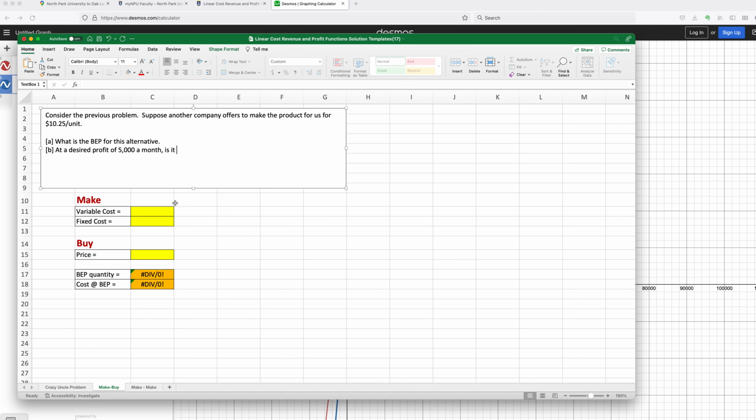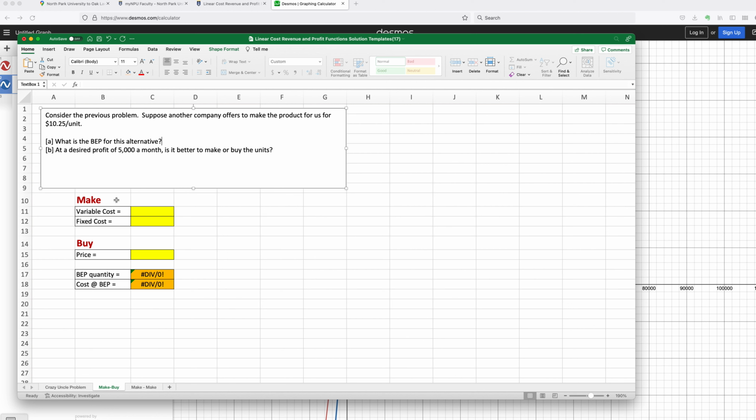Is it better to make or buy the units? That's it, two questions. Fine.